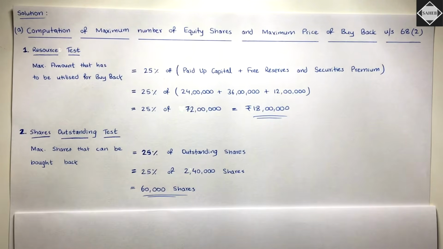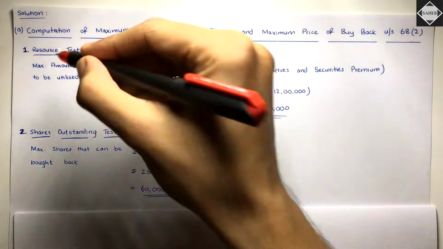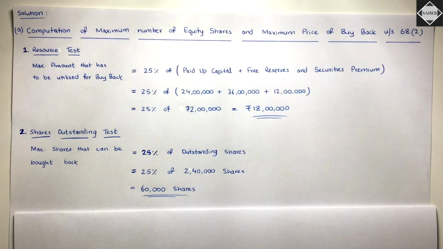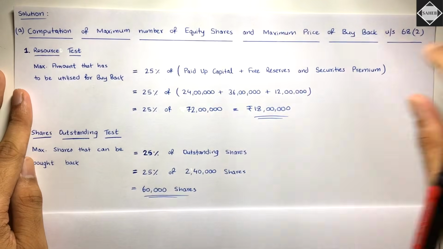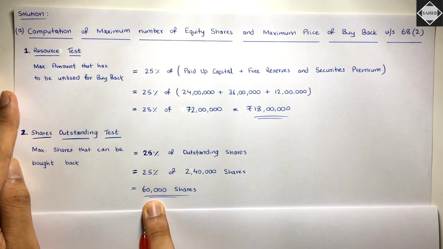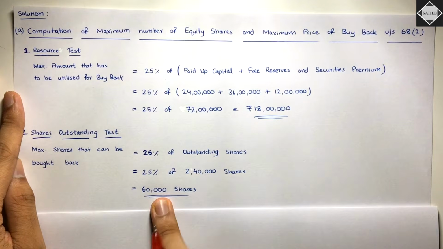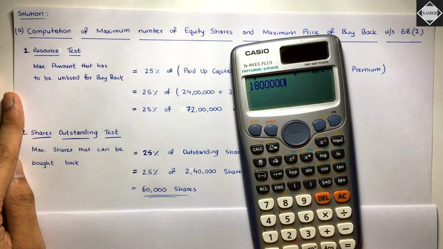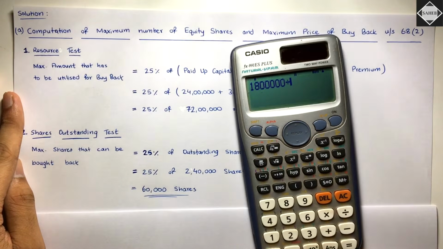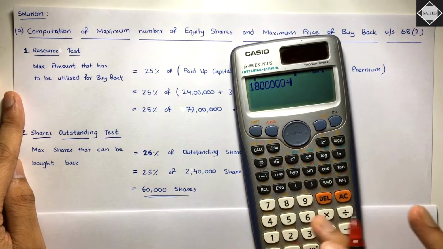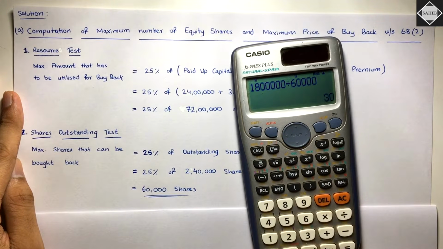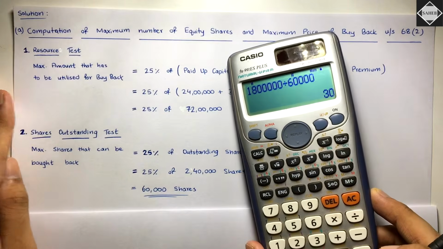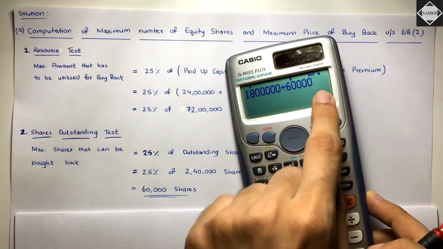Okay. Now you don't have the buyback price, right? So what you can do is connect the resource test and shares outstanding test and calculate the maximum buyback price. It's really simple. See, maximum outflow that can happen, maximum shares that you can buy back. This is the amount, this is the number of shares, maximum, just divide those two. 18 lakh is the maximum amount that can go out, divide that by the maximum number of shares that you can buy back, 60,000, that's equal to rupees 30. So this rupees 30 will be your buyback price.